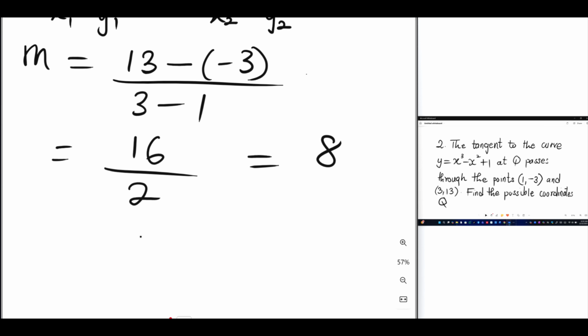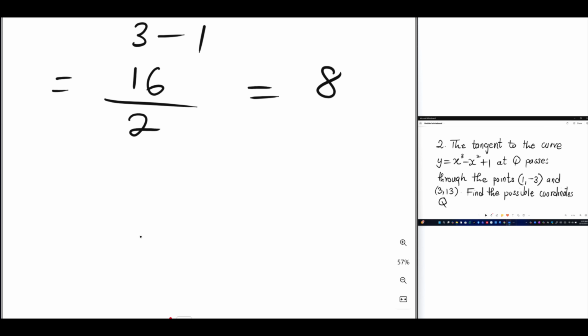All right. Now, we know that at the point of intersection, the gradient of the curve is always equal to the gradient of the tangent. So that is what we are going to apply now. The gradient of the curve must be equal to the gradient of the tangent. So let us look at how best we can get the coordinate over here.